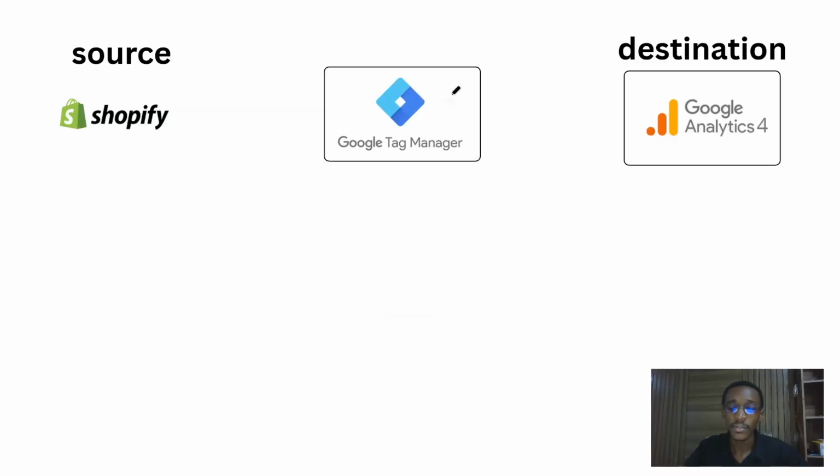The simplest understanding of how Google Tag Manager works at a high level is knowing that Google Tag Manager acts as an intermediary between your source and your destination. It simply just listens to data from your source and then sends this data to various destinations. And this is literally how Google Tag Manager works.